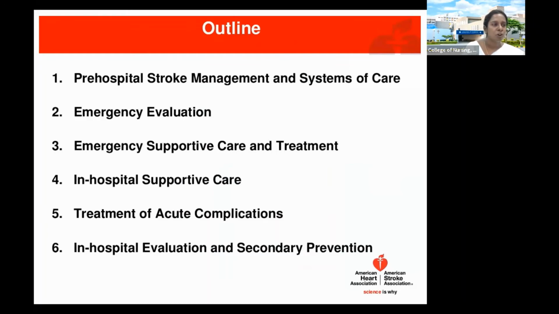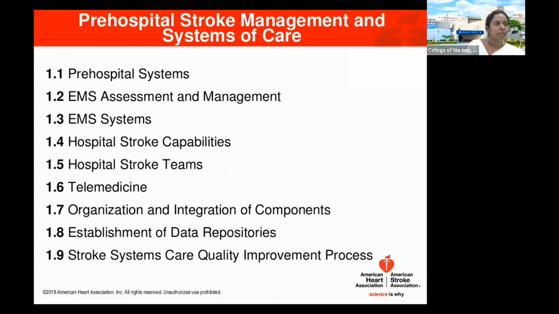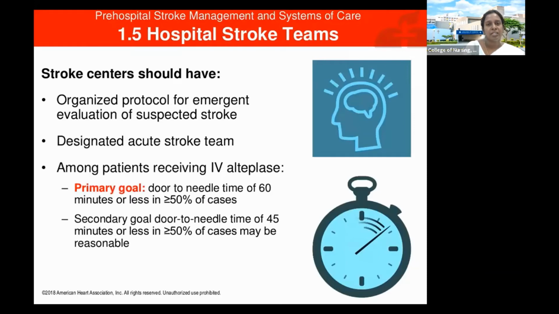They talk about pre-hospital stroke management, emergency evaluation, what happens in the emergency department, what happens in hospital, how do we treat complications, and secondary prevention. I'm not going to go into details of everything, but I just wanted to show you how these guidelines are formulated. In the pre-hospital section, I'm just going to come to point 1.5, where AHA advises that all hospitals, if they are treating stroke patients, they should have a stroke team.